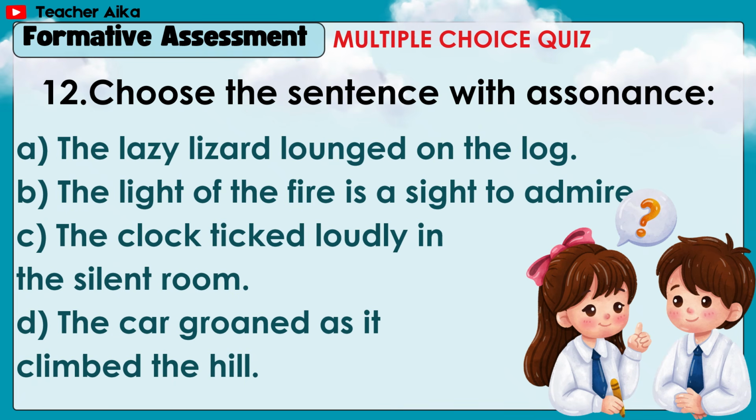Number 12. Choose the sentence with assonance. A. The lazy lizard lounged on the log. B. The light of the fire is a sight to admire. C. The clock ticked loudly in the silent room. Or D. The car groaned as it climbed the hill. Answer: B. The light of the fire is a sight to admire.